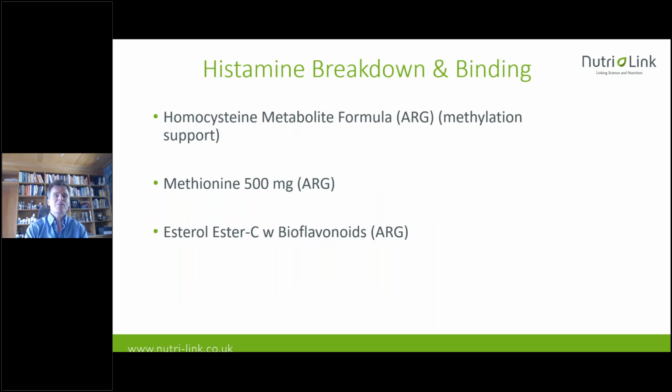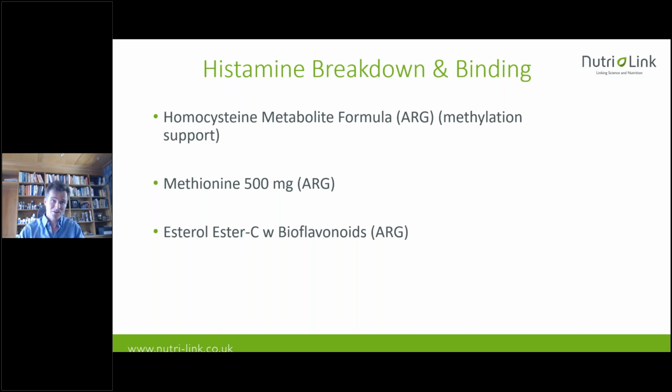Now let me talk about histamine breakdown and binding. The homocysteine metabolite formula helps with methylation, and methylation is one form by which histamine is dealt with. So that could be useful. We know how important methylation is. That formula contains active B12, active folate with B6, and supports the healthy metabolism of homocysteine, which needs methylation effectively.